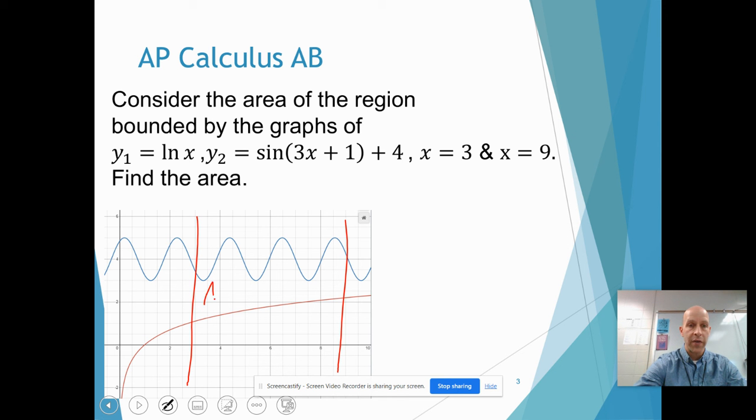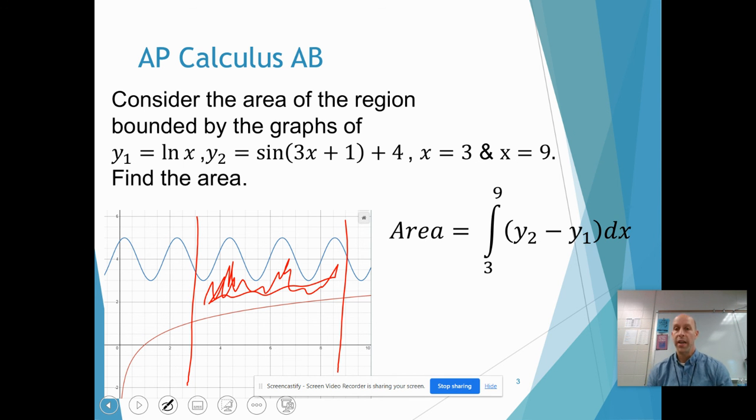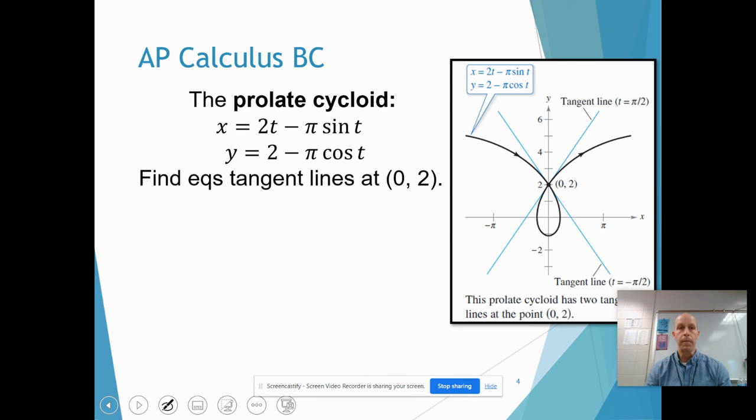So we're talking about this area below the sine curve there in blue and above the natural log curve on the bottom in red. To calculate that area, we're simply going to integrate from 3 to 9, y sub 2, which is our sine curve, minus y sub 1. We want to do the top minus the bottom. And the answer turns out to be 13.562 approximately.